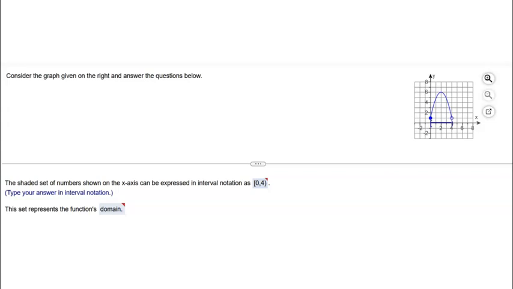And the first question is, the shaded set of numbers shown on the x-axis can be expressed in interval notation. So I want you to notice the shaded, what they mean is this that I've just highlighted in pink, and they want that written in interval notation. Now mine's really small here, and these links don't work, so I'm not actually inside the homework. This is just a PowerPoint presentation.